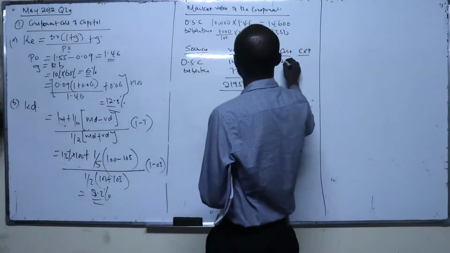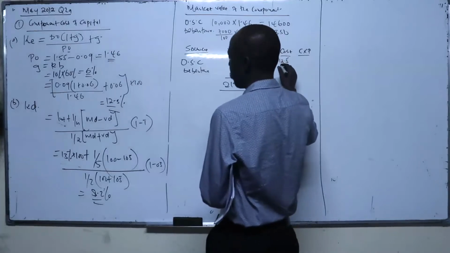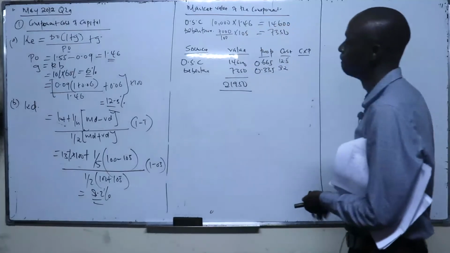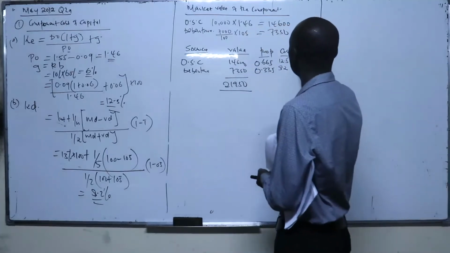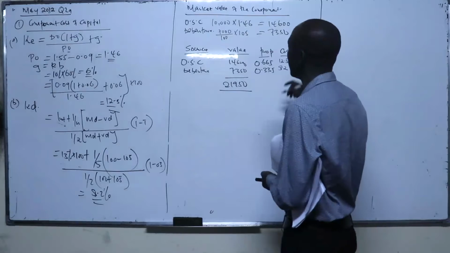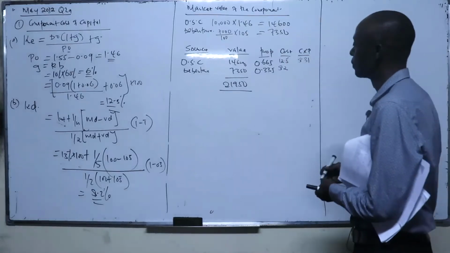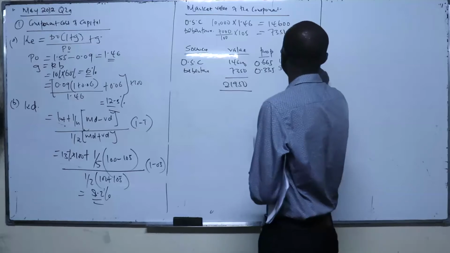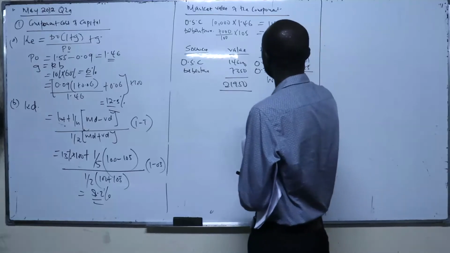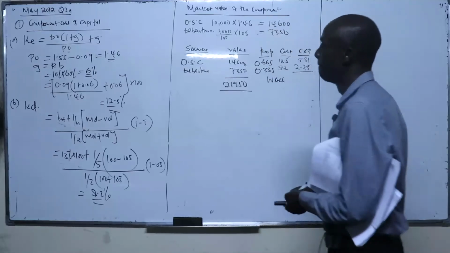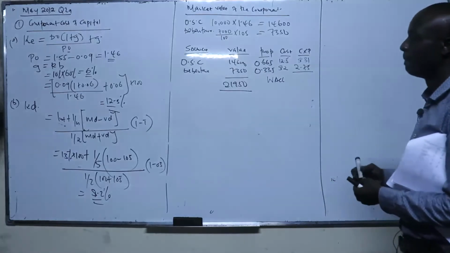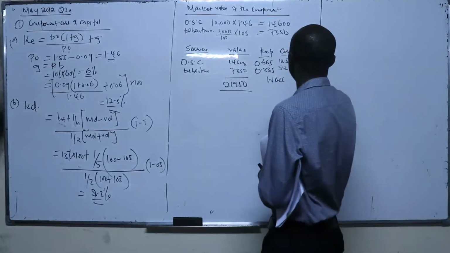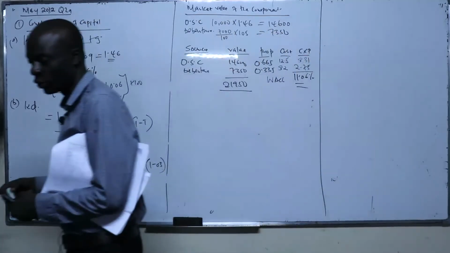Then the cost here is 12.5, and here 8.2. When you multiply, what do you get? 8.31. And this other one? 2.75. Then you add this one. Weighted average cost of capital. How much is that? 11%. So that brings to the end of that question.